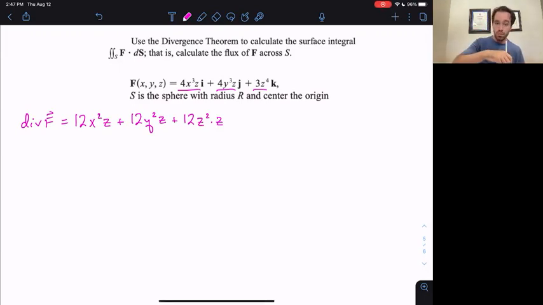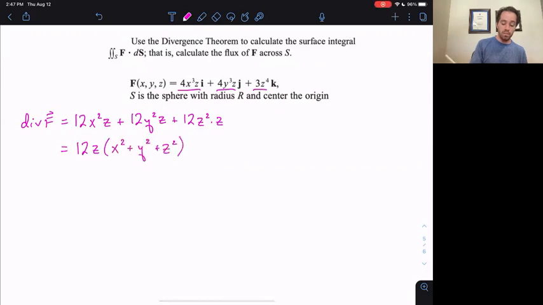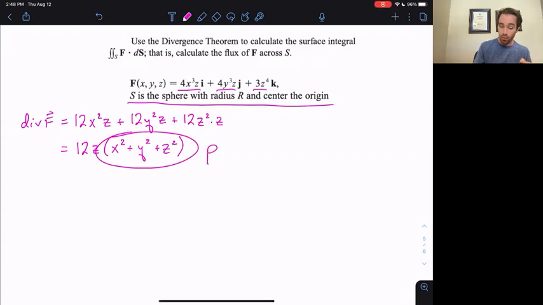follows a certain pattern. What I'm going to do is factor out a 12z so that on the inside I have an x squared plus y squared plus z squared. The reason I want to do that is that S is a sphere that's centered at the origin. So this highly suggests that we're going to be converting into spherical coordinates in order to get this integral. And if we're in spherical coordinates, then this right here is rho, which is super good news.